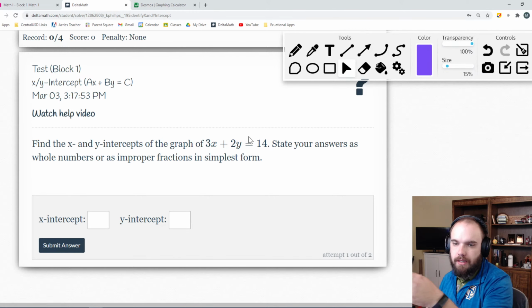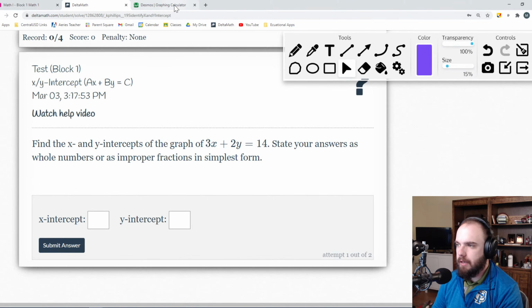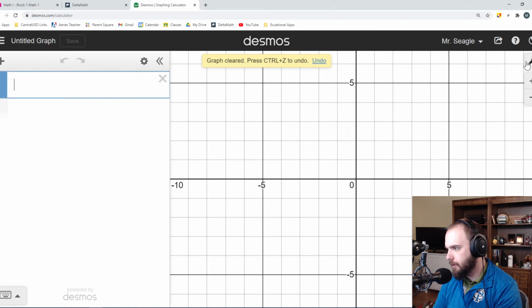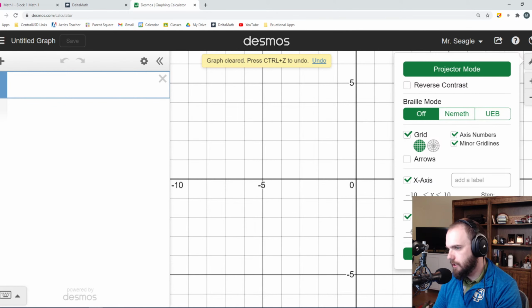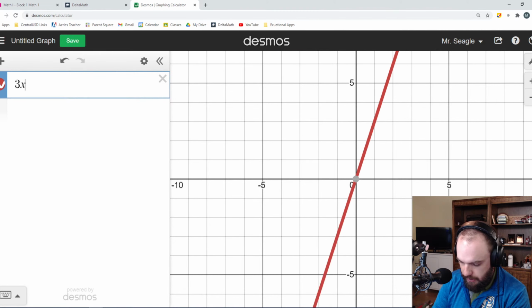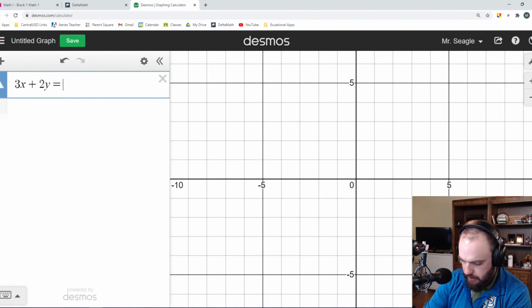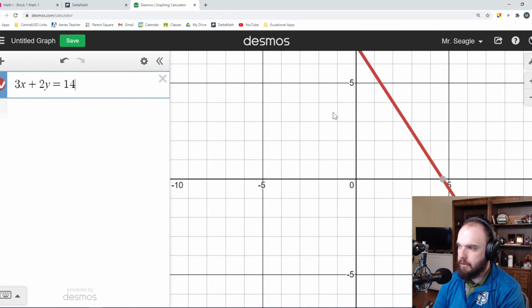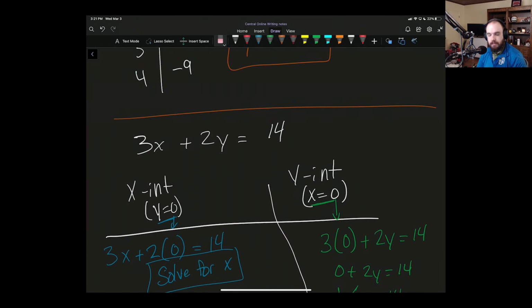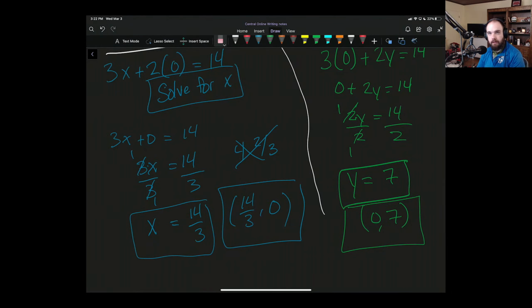Right? So you can actually do this also in Desmos, right? I'm a big fan of Desmos. If you want to check your answer in my class, go for it. So we're going to do a new blank graph. I'm going to go ahead and we're in projector mode. All right, so I'm just going to type in the original equation, which was 3x plus 2y equals 14. All right, so if we take a look, our y-intercept is 0, 7, just like we had it written down, right? So I'm going to show my answer right down here. We had 0, 7 for my y-intercept in green.